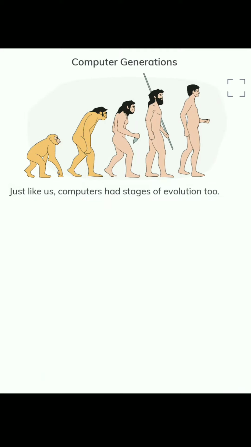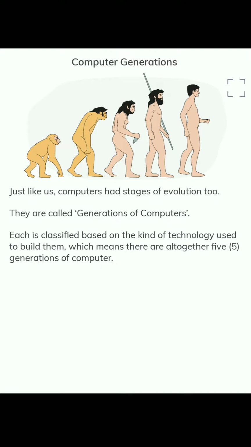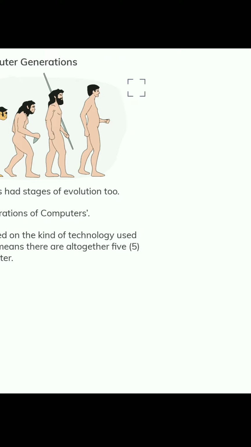Just like us, computers had stages of evolution too. They are called generations of computers. Each is classified based on the kind of technology used to build them, which means there are altogether five generations of computer. The first computers were built around 1946 and were huge.